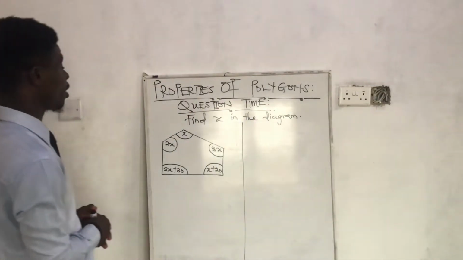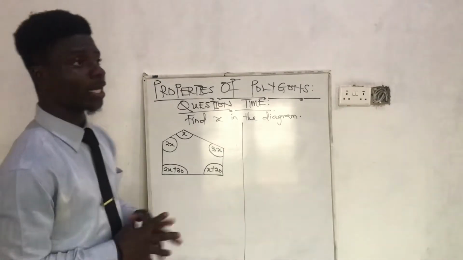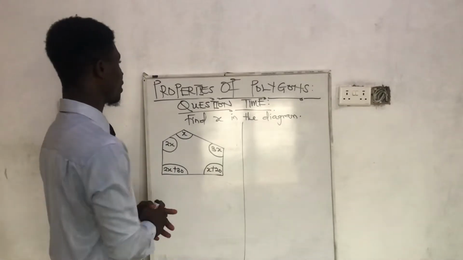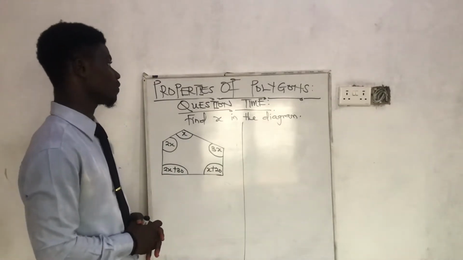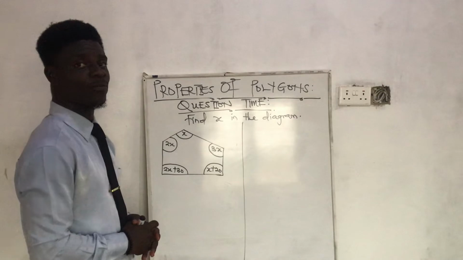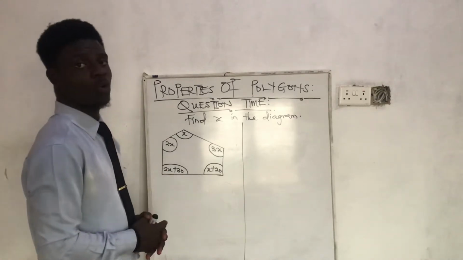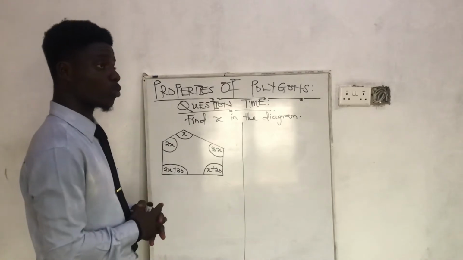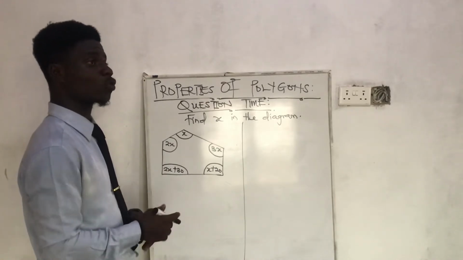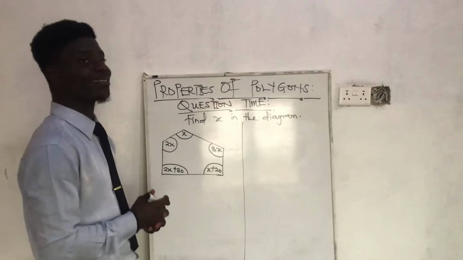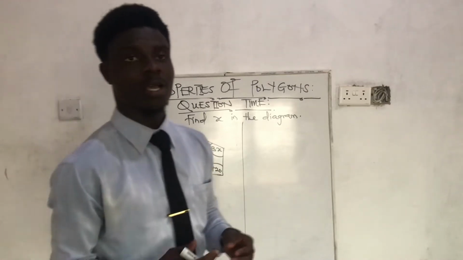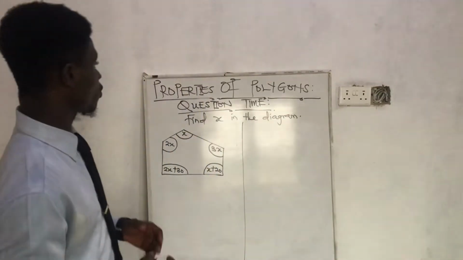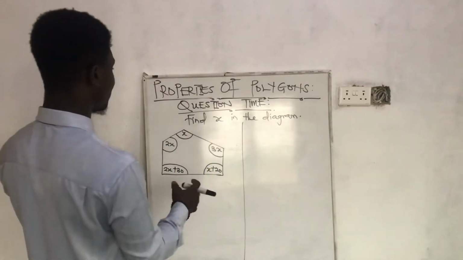Master tutorials. Now, we are coming to an end of our topic, properties of polygons. So now it's time for us to solve questions on properties of polygons. We are testing our knowledge about the properties of polygons. So now, question time. Find x in the diagram.